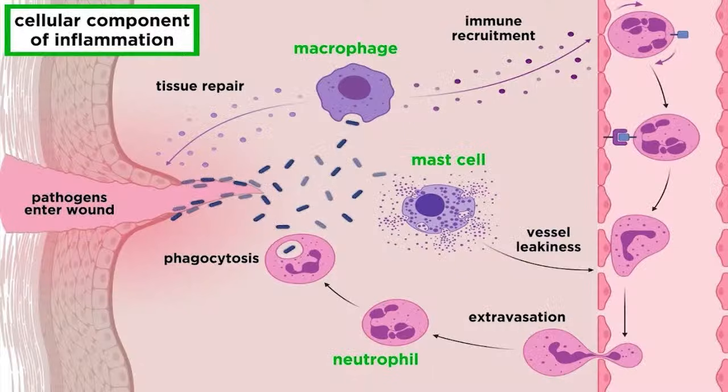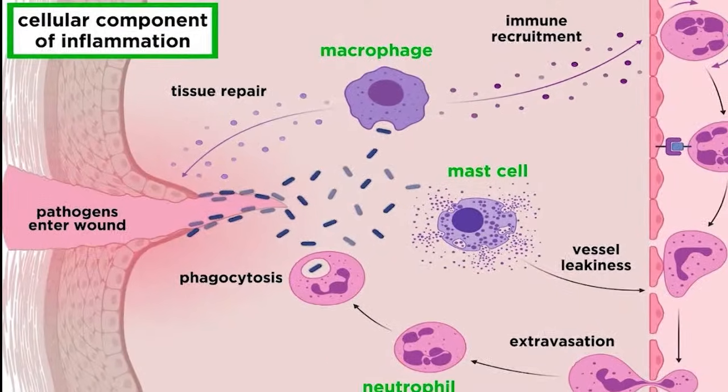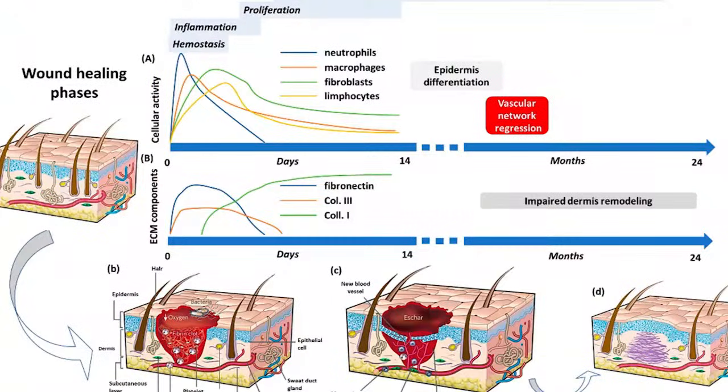The immune cells release chemicals that cause the blood vessels to dilate, increasing blood flow to the affected area, and bringing in more immune cells to help fight the infection.